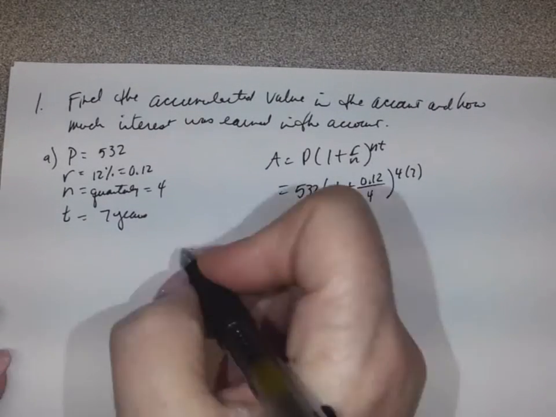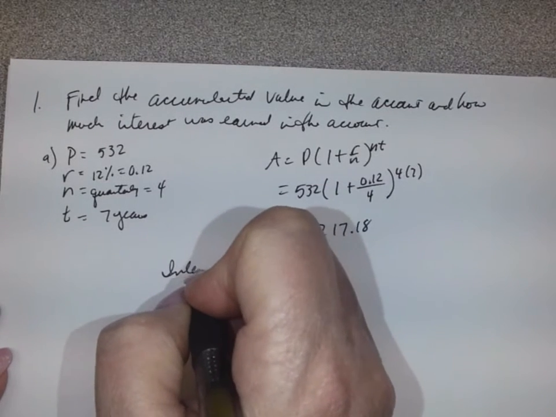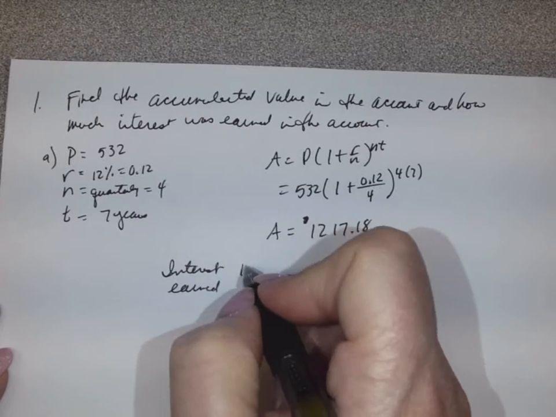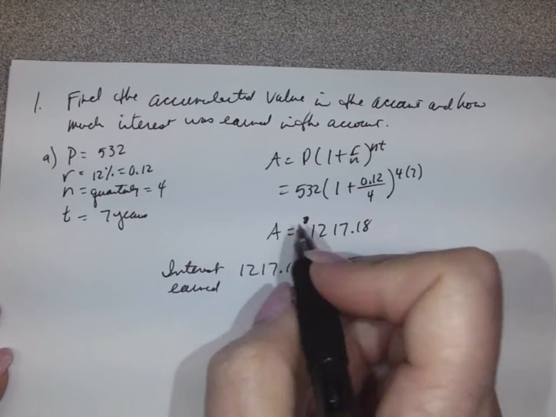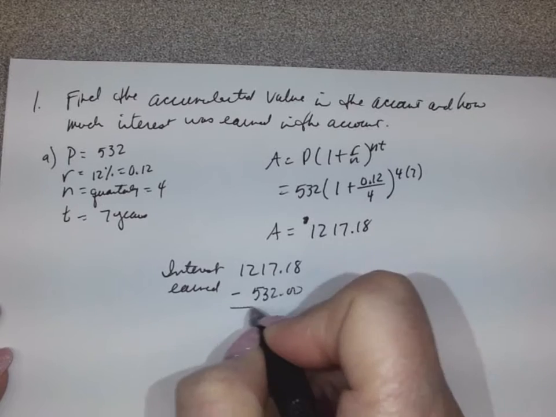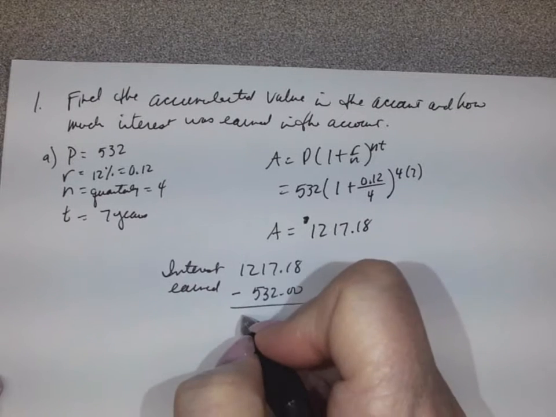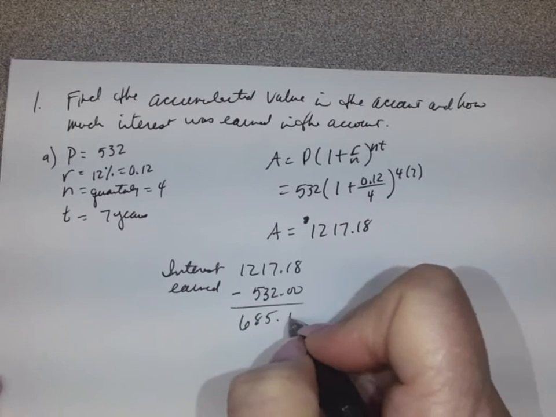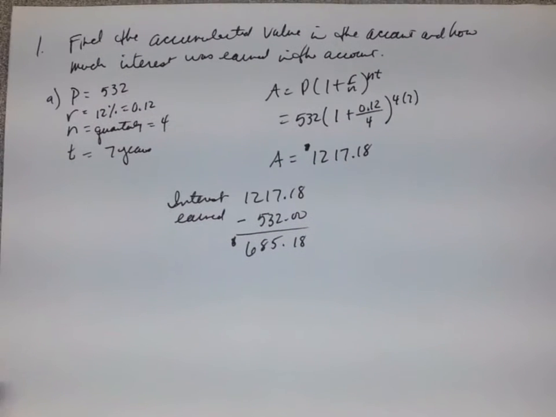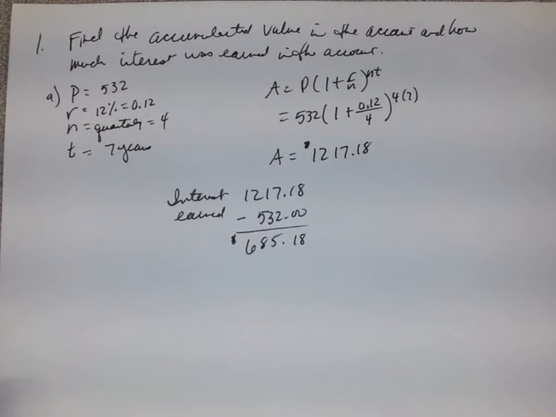Now to find our interest earned, what we need to do is take the 1217 in the account now and subtract out what we started with. Using our calculator, we're going to get 685.18. So this is the amount of interest that we earned in our account over those 7 years. All right, let's look at part B.